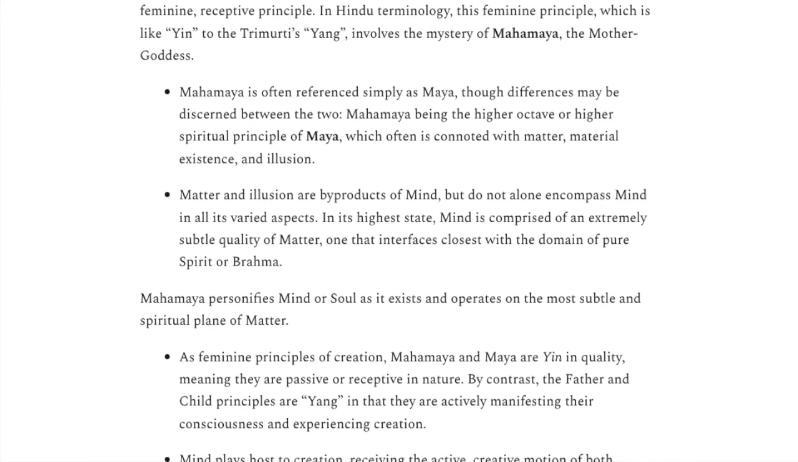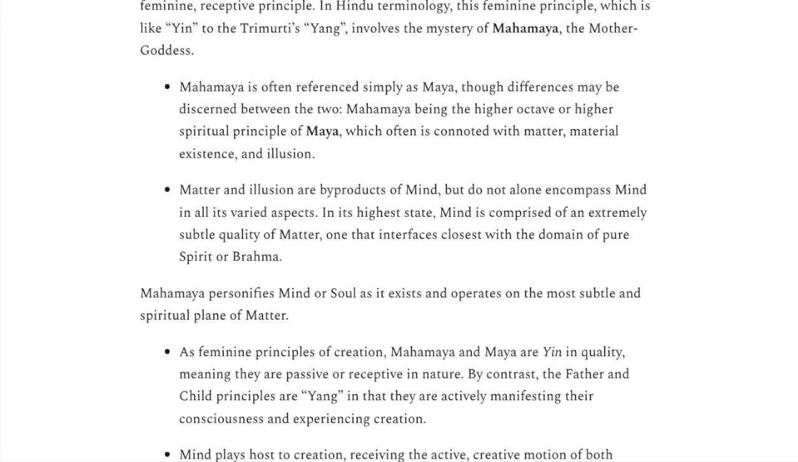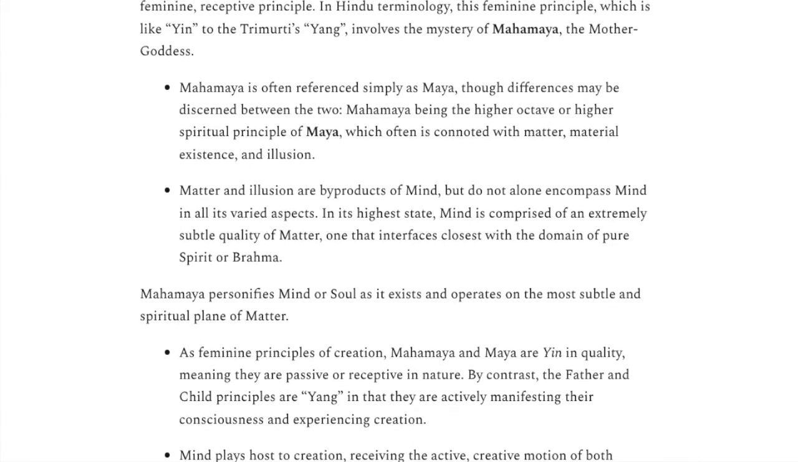And just to finish off the last paragraph here of this initial section: Mahamaya personifies mind or soul as it exists and operates on the most subtle and spiritual plane of matter. So it's Mahamaya. It's actually considered above matter, but since it's a spiritual principle, since it has a yin aspect to it, and matter is a yin aspect as well, then we're talking about it as something that's beyond matter, but of the same category.